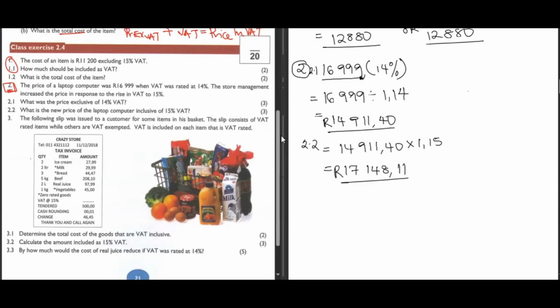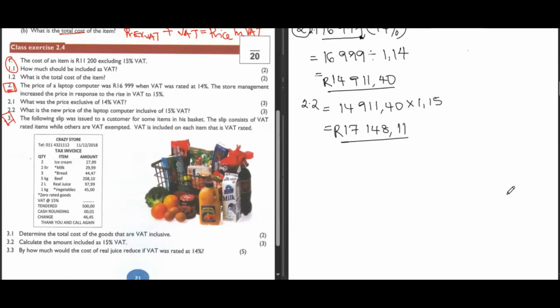Okay, we look at question number 3. We go to question number 3 here. The following slip was issued to a customer for some items he bought. The slip consists of VAT-rated items, while others are VAT exempted. The VAT is included in each item that is VAT-rated. So we come here and we start answering these questions.